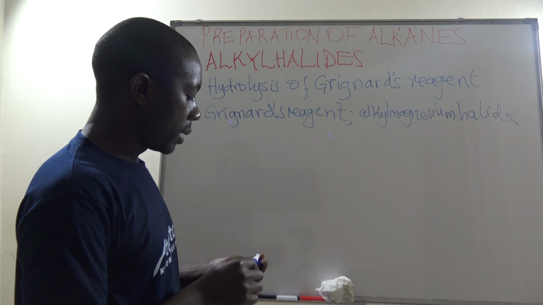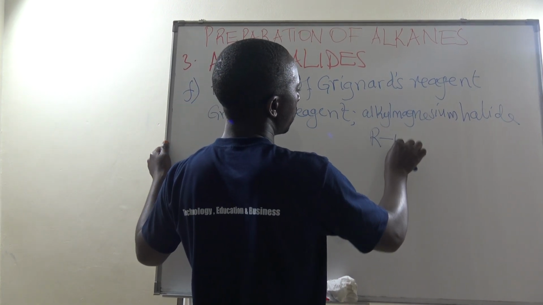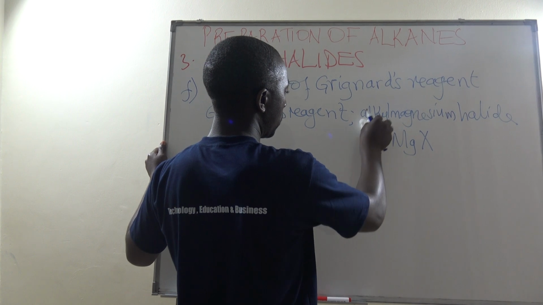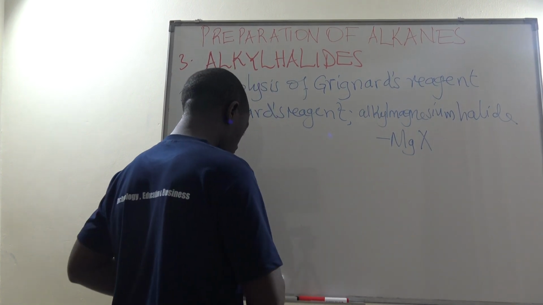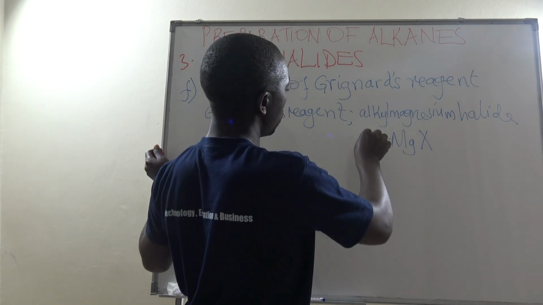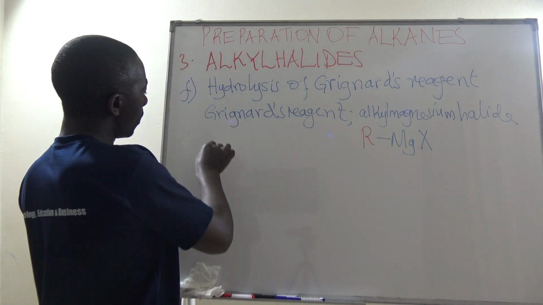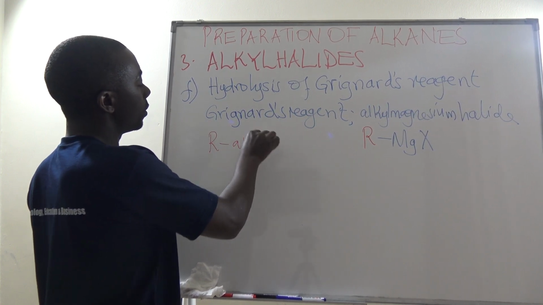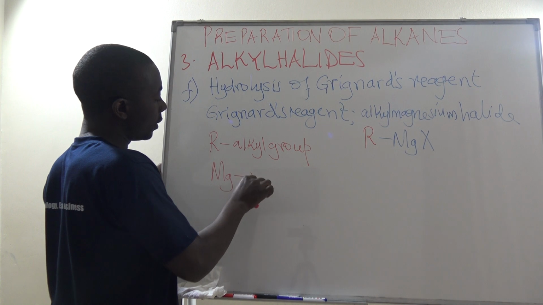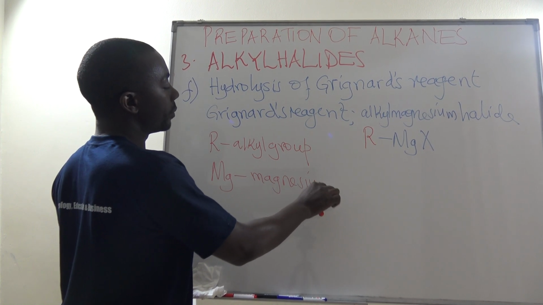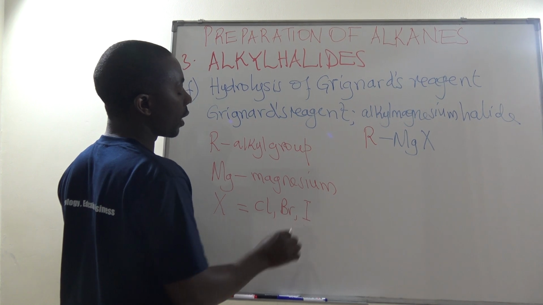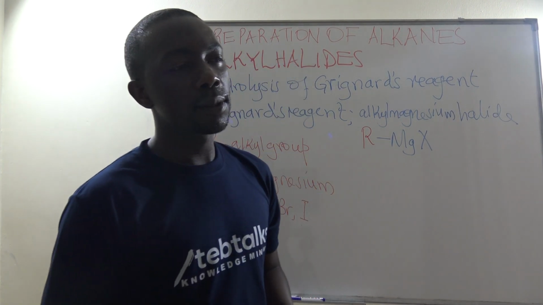It is an alkyl magnesium halide of general formula RMgX, whereby R is simply an alkyl group, Mg is magnesium, and X could be chlorine, bromine, or iodine. That is the composition of Grignard's reagent.